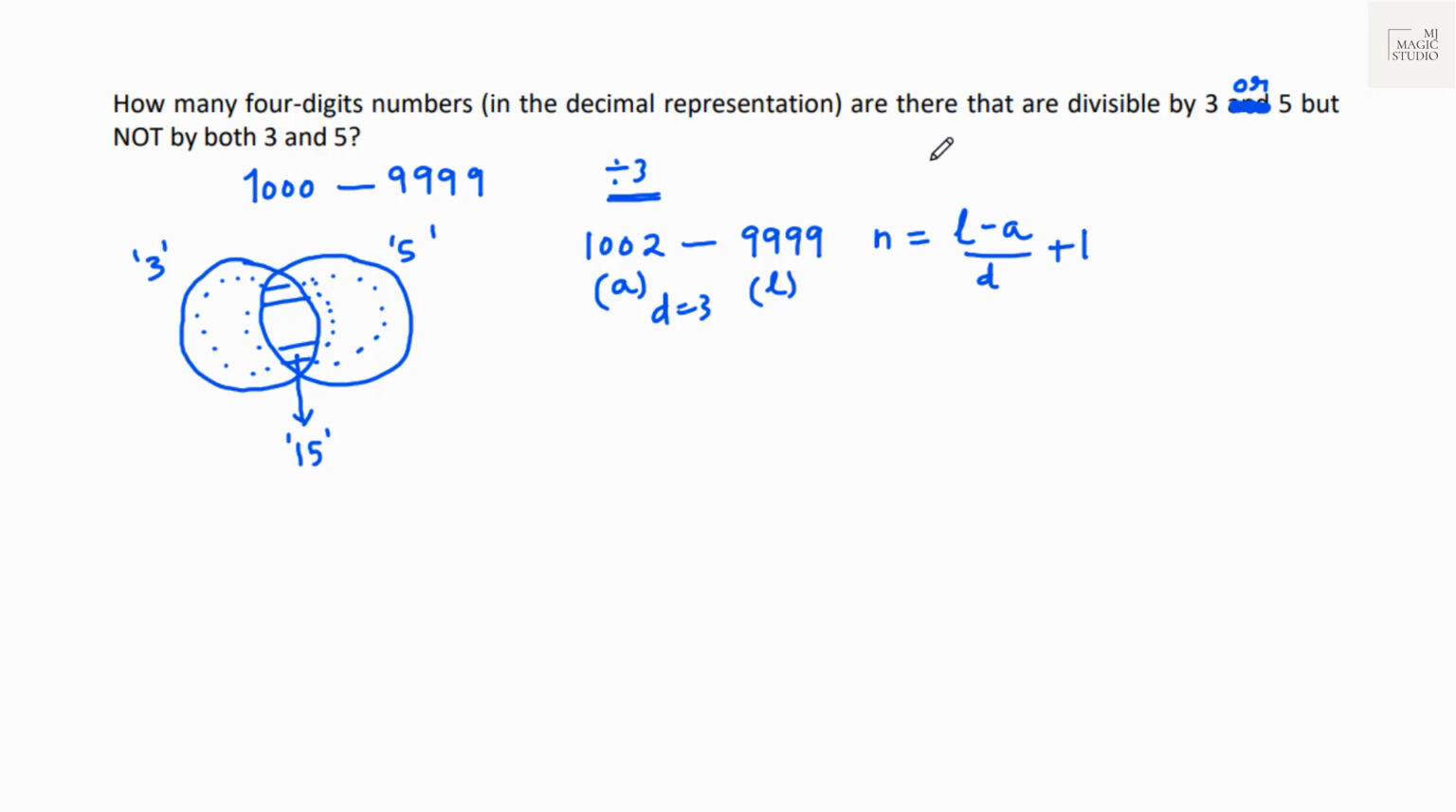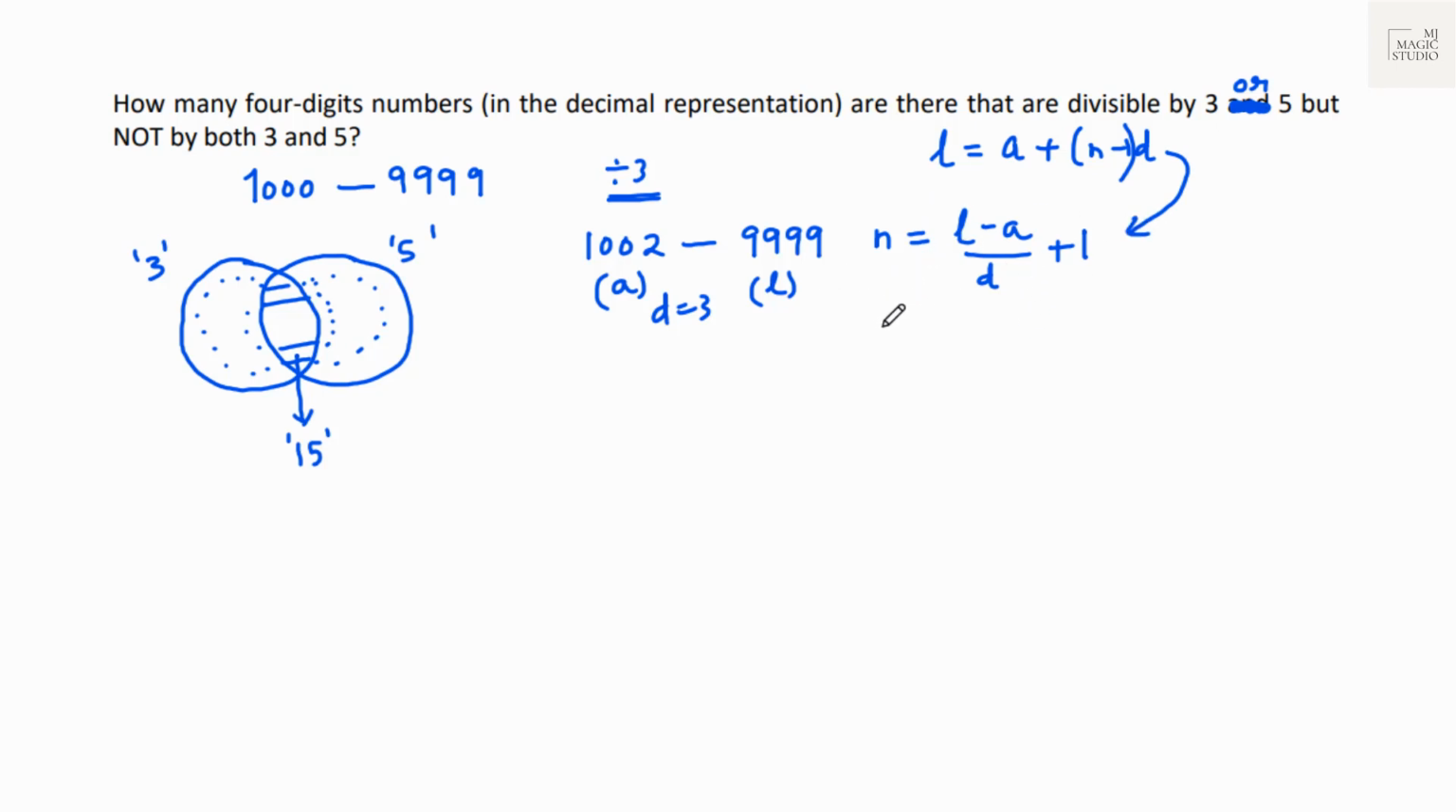How have we got this formula? By using the last term formula. The last term of any AP series is given by A plus (N minus 1) into D. So if you solve this, it will be (L minus A) divided by D plus 1 equals N. That's it. It's not a miracle formula. It's just a formula we know, we have derived.